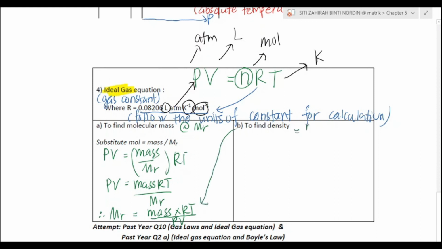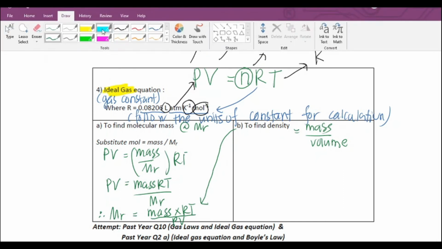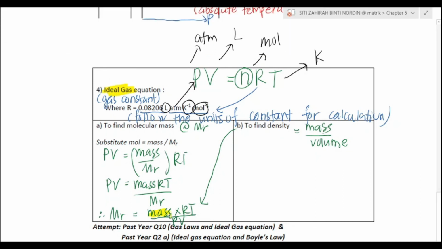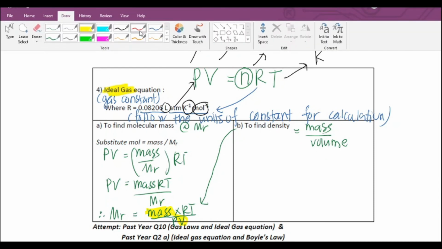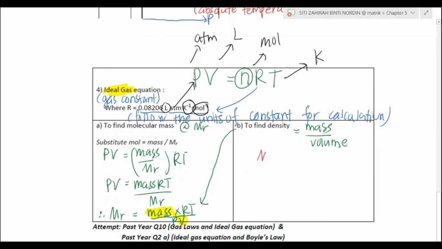Next, to find density, the equation will originate from here. You know that density is equal to mass over volume. So now you've got your mass and volume in this equation. Now convert it to your density. So you've got molar mass equal to density RT over P only, because we already combined the volume as your density.